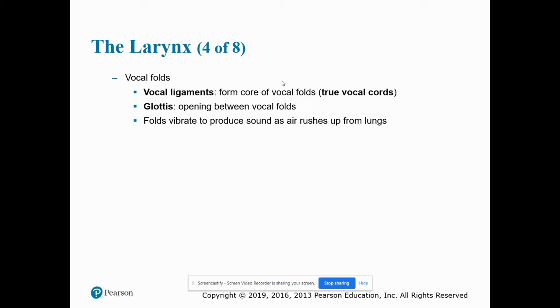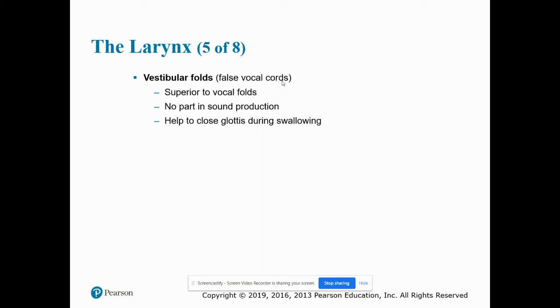All right, vocal folds. The vocal ligaments form the core of the vocal folds, and these are called the true vocal cords. The opening between the vocal folds is called the glottis, and the folds will actually vibrate, and that's how they produce sound, as the air rushes up from the lungs. The vestibular folds are also known as the false vocal cords. They're superior to the vocal folds. They don't play any part in sound production, but they do help to close the glottis during swallowing.